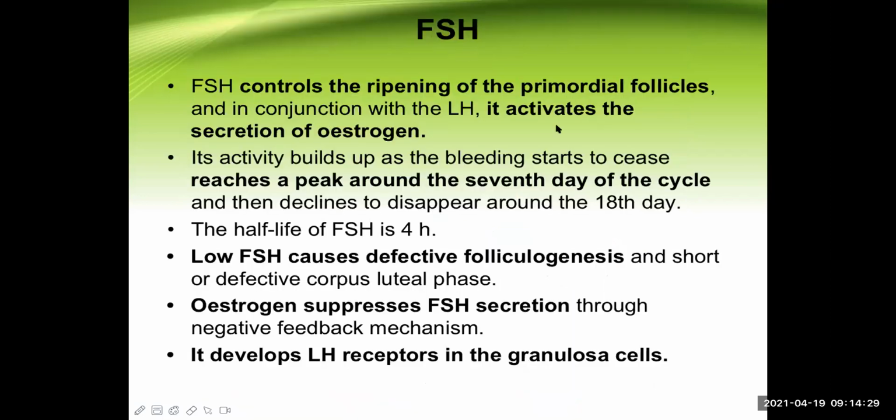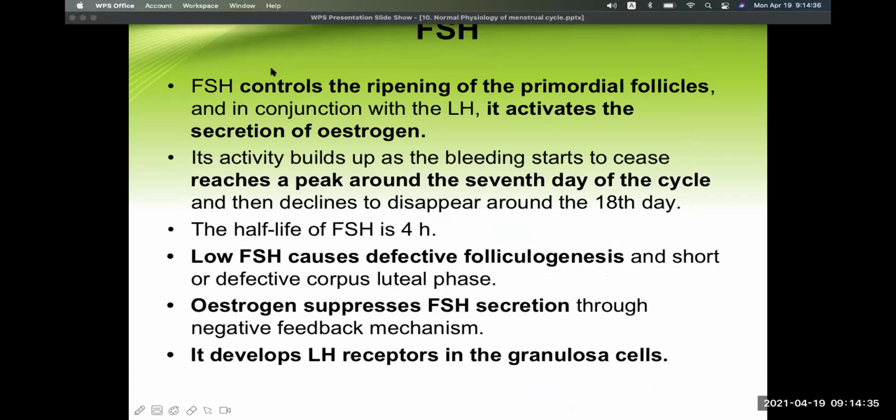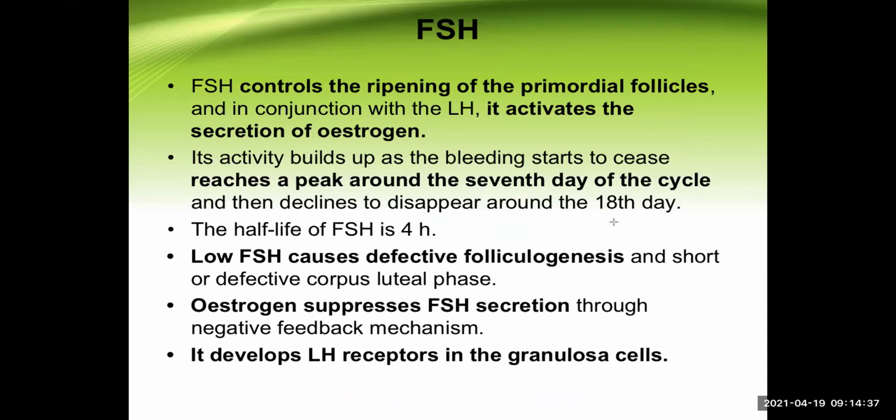Now let's talk a bit about gonadotropins, FSH and LH. What are the important actions? This is an important class. FSH controls the ripening of the primordial follicle, and in conjunction with LH, it activates the secretion of estrogen. Definitely. The most important function is development of the follicle. This is known as ripening of the follicle.